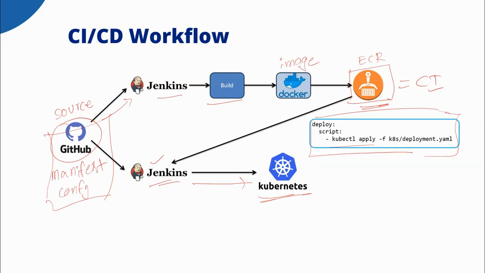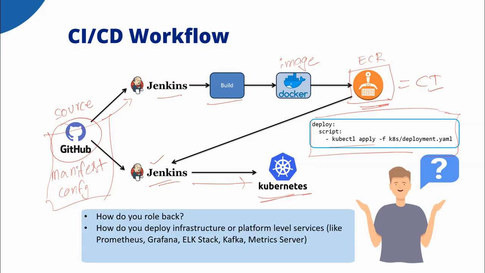Over here, if you talk about the problems, the first problem we can see is how do you roll back? Let's assume that you have deployed version 3 on your Kubernetes cluster, but somehow it is not working fine. Then how do you roll back? Obviously, you need to update your manifest file with version 2 and you need to run the pipeline. Either you need to run CI/CD both, which is a time consuming process.